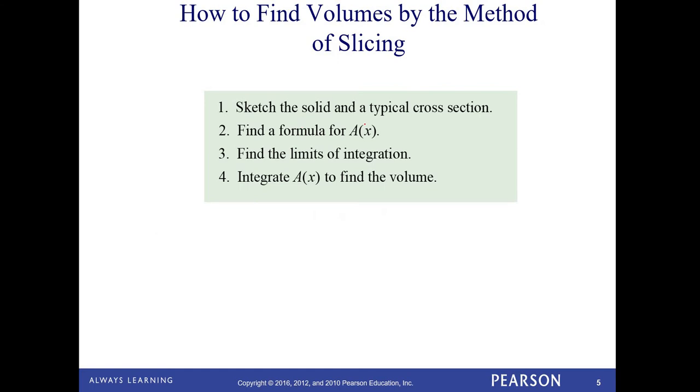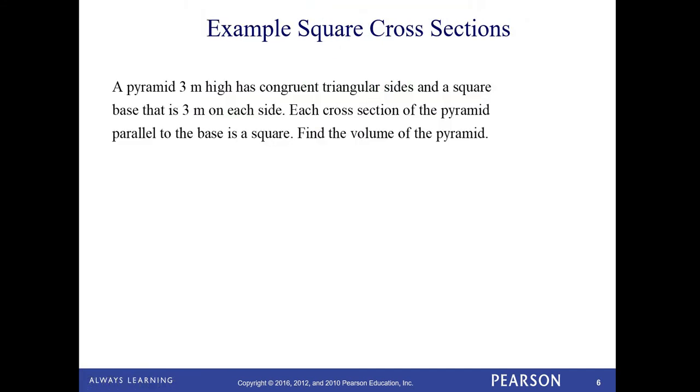So our method is going to be, first of all, sketch the solid and find its typical cross section, find a formula for the area of that cross section. By integrating, we then will be able to find our volume. So the first one we're going to look at is a pyramid 3 meters high, has congruent triangular sides, and a square base that is 3 meters on each side. Each cross section of the pyramid parallel to the base is a square. Find the volume of the pyramid.